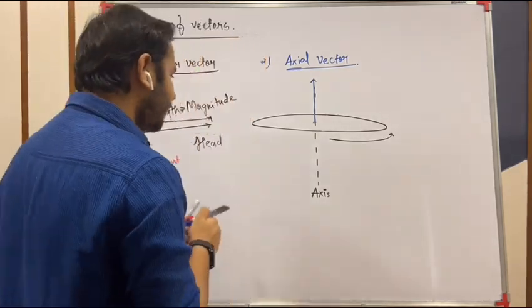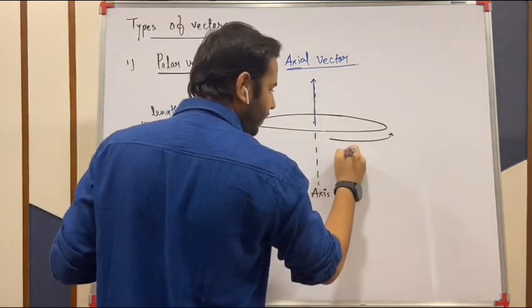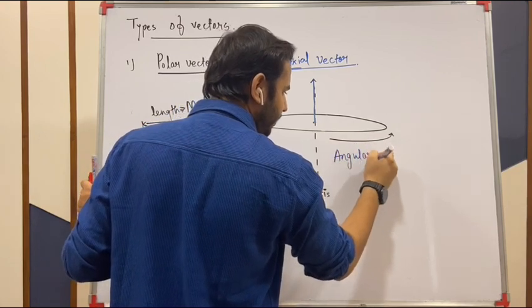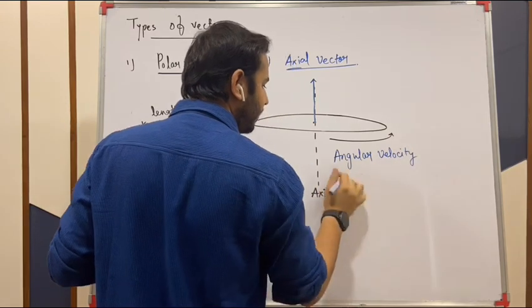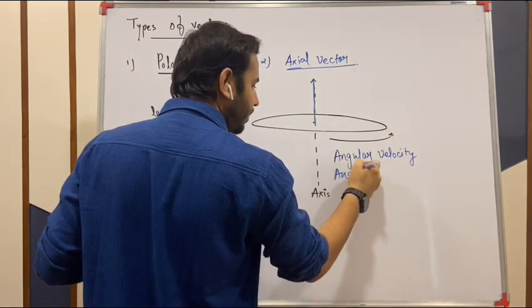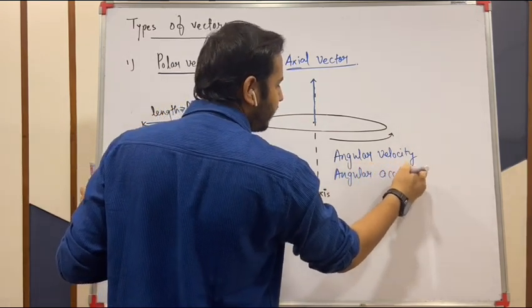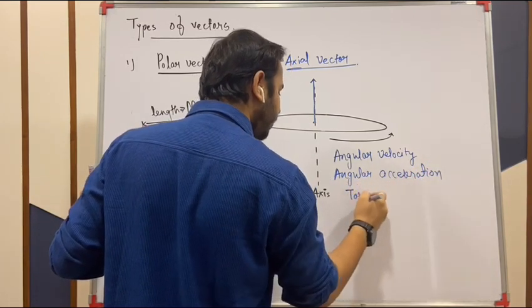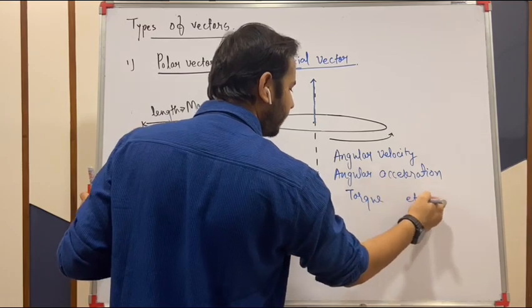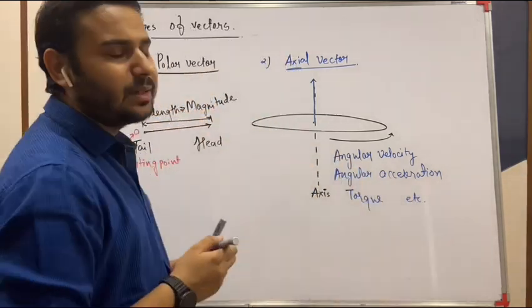So you can say angular velocity, then angular acceleration, torque, etc. are this kind of vectors.